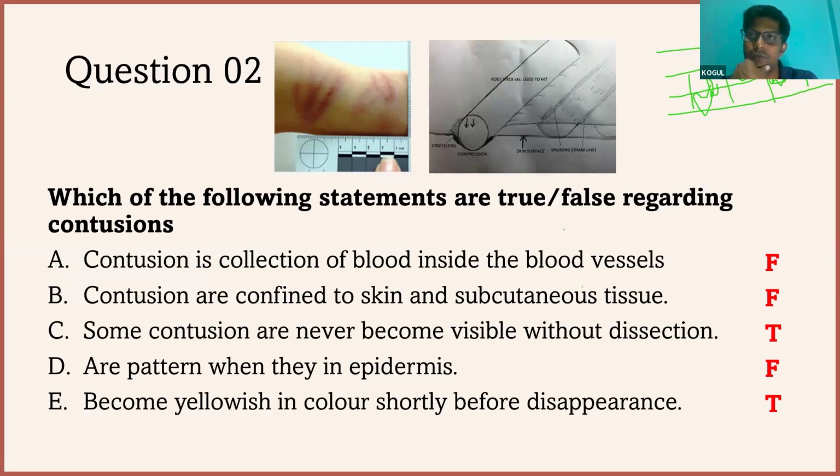So adjacent to the site of the contact weapon only you will get. But imprint abrasion only involves the epidermis. Imprint abrasion is epidermis. Imprint contusion is the dermis. So that's why it's false. It's a pattern in the dermis, not the epidermis, so false. Become yellowish in color shortly before disappearance. True, because there is a color sequence.